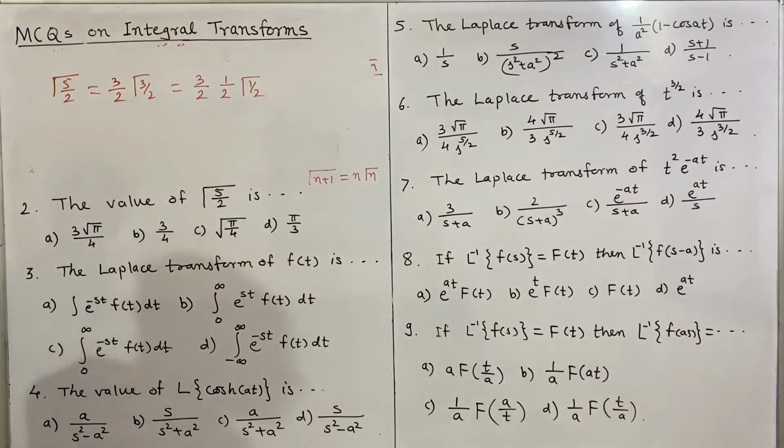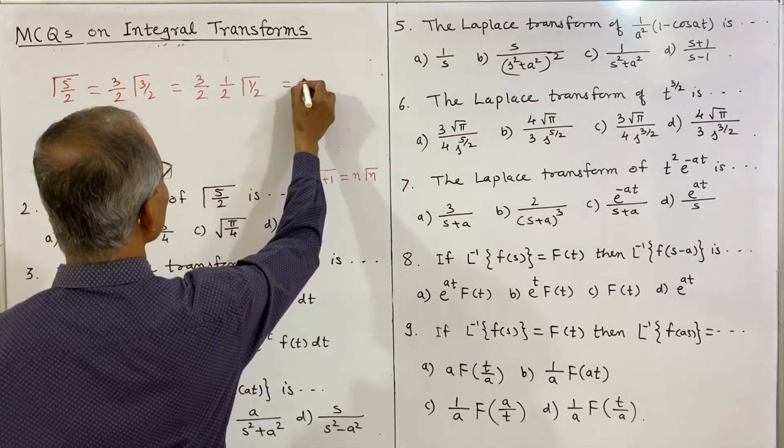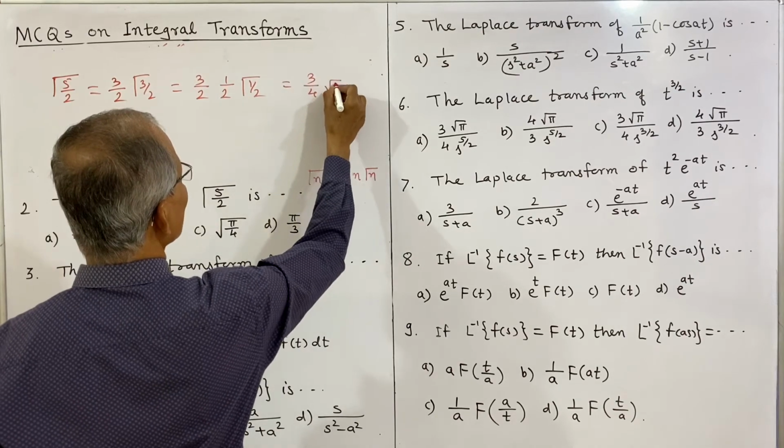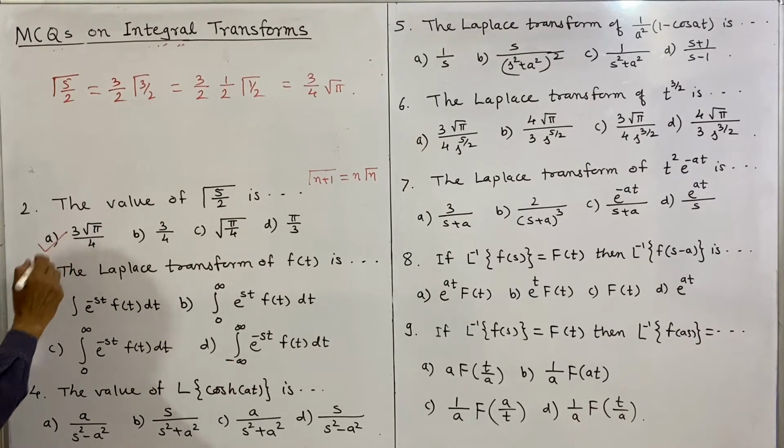And we know that gamma of 1 by 2 is root pi. So, therefore, this will be 3 by 4 into root pi, and thus the answer is 3 root pi divided by 4. A is the correct answer.